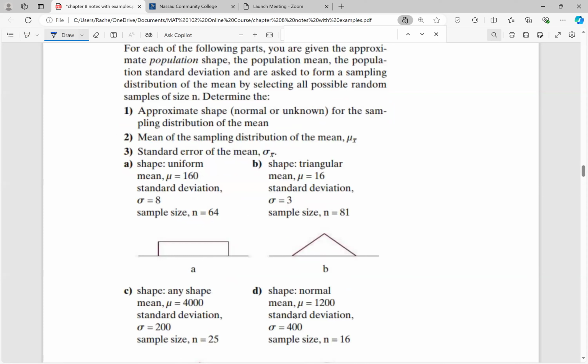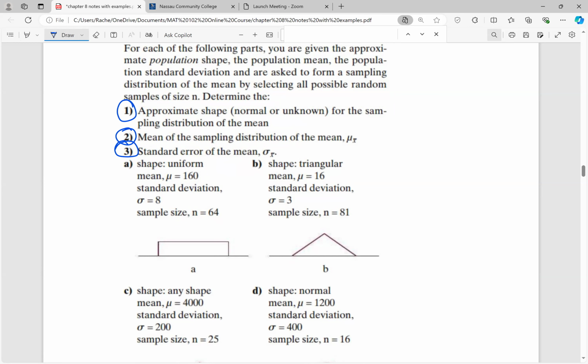For example 6, it says for each of the following parts, you're given the approximate population shape, the population mean, and the population standard deviation, and we're asked to form a sampling distribution of the mean X bar by selecting all possible random samples of size n. So we're being asked to determine three things. What's the approximate shape, normal or unknown, for the sampling distribution of the mean? What's the mean of the sampling distribution of the mean, which is mu sub X bar, and what's the standard error of the mean, which is sigma sub X bar?